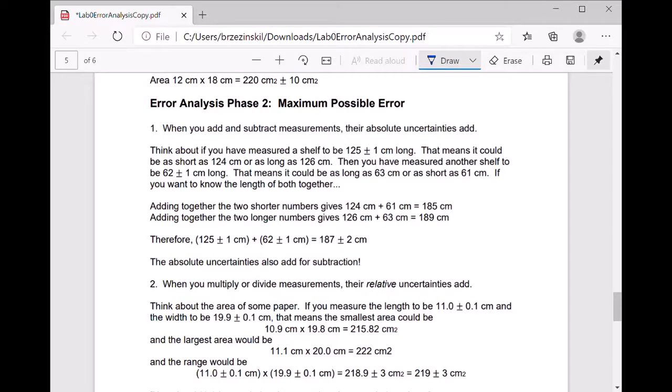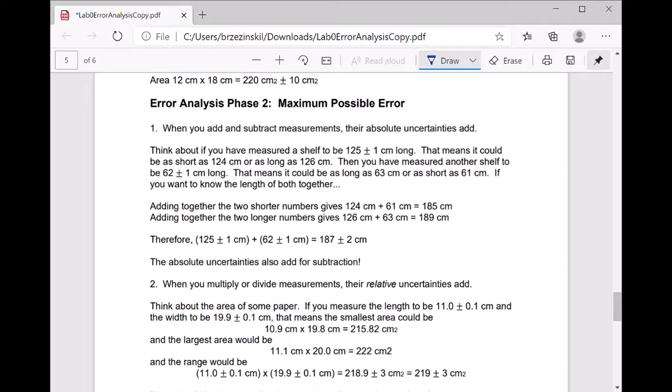Okay, for lab 3, we need to go on to phase 2. If you've seen the lab questions, you'll see that they are asking about absolute uncertainties and relative uncertainties and doing calculations with those. So again, the lab error analysis pages and the error analysis worksheet can help with that.